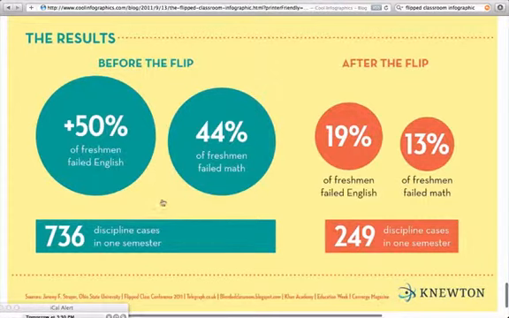Anyways, the results, and again, these statistics are taken from Clintondale High School, and I don't know much more about the pilot program other than the whole school was expected to participate in the flipped classroom. So before the flip, 50% of English freshmen failed English, 44% failed math, 736 discipline cases. After the flip, 19% of freshmen failed English, 13% of freshmen failed math, 249 discipline cases. So again, you can take the statistics and say whatever you want with it.